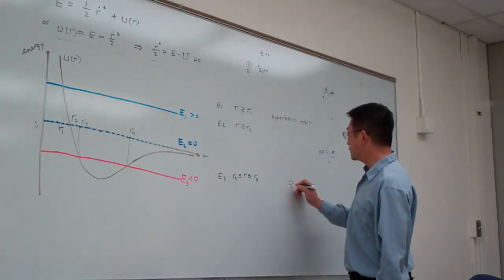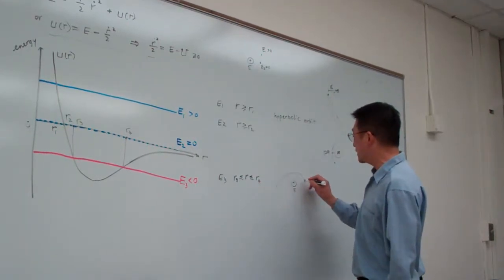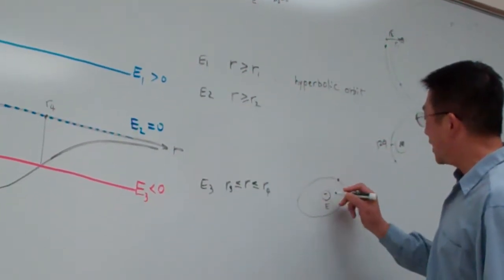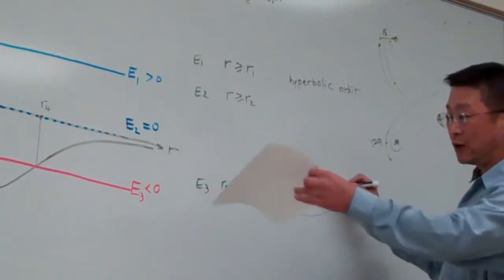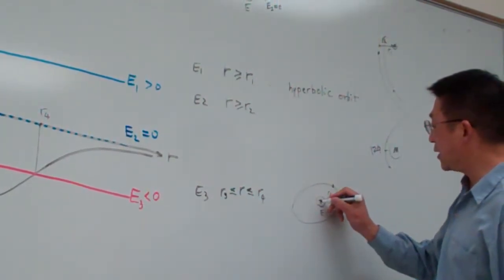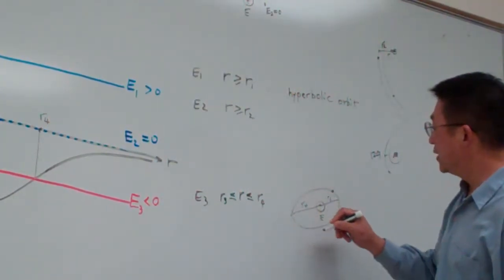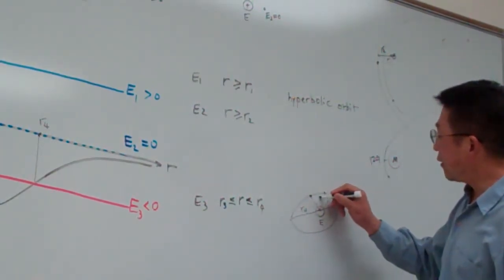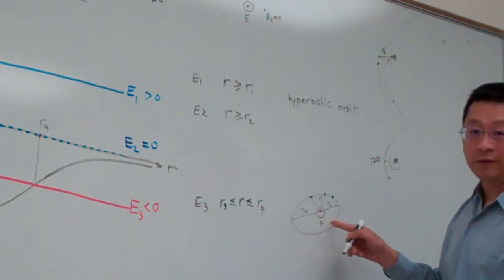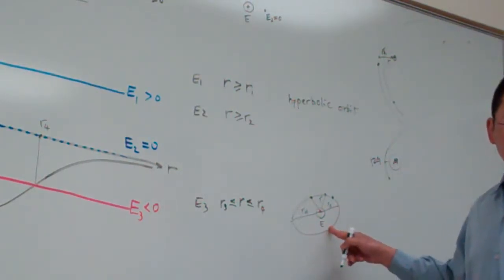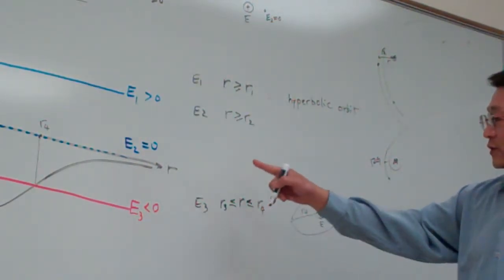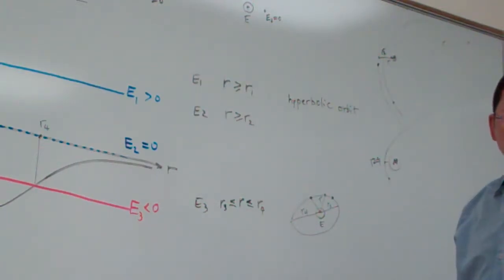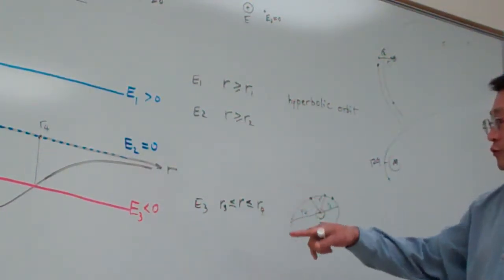So that gives us a hint. This is the Earth, for example, and this is a satellite. The minimum distance from our location is R3, and the maximum is R4. So at any point, R can be in between R3 and R4. That gives us a hint: this orbit should be a closed loop orbit, going to do the cycling.